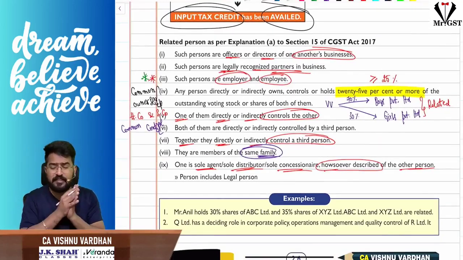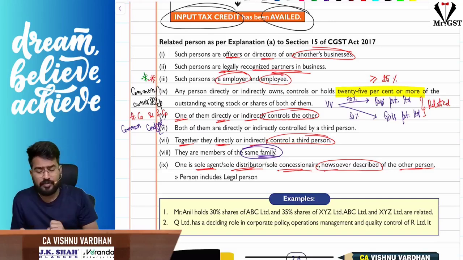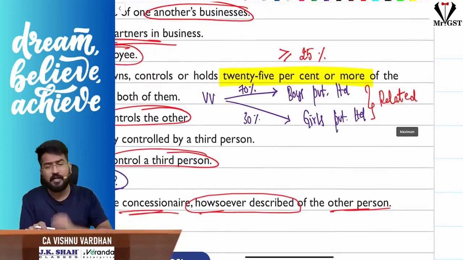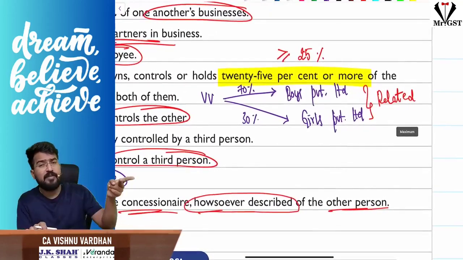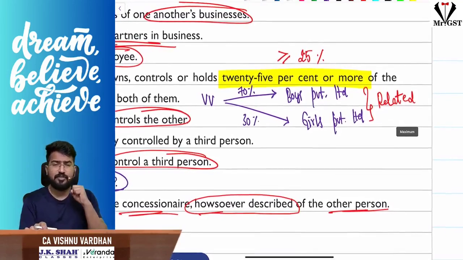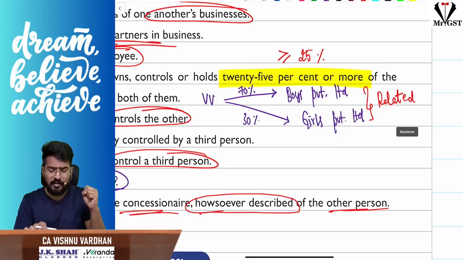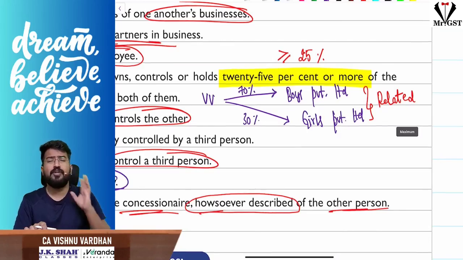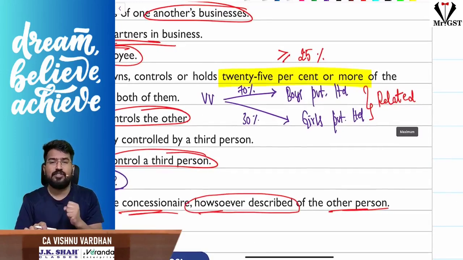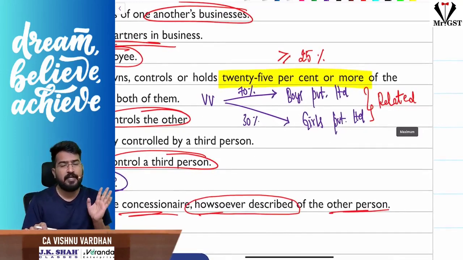And next, when there is any common ownership, for example, Vishnu is holding 70% ownership in Boys Private Limited and Vishnu is holding 30% ownership in Girls Private Limited. Boys Private Limited and Girls Private Limited are becoming related. That means because of common ownership of Mr. Vishnu, where greater than or equal to 25% of the outstanding voting stock I am holding. That means common ownership. Because of common ownership, they are becoming related person.